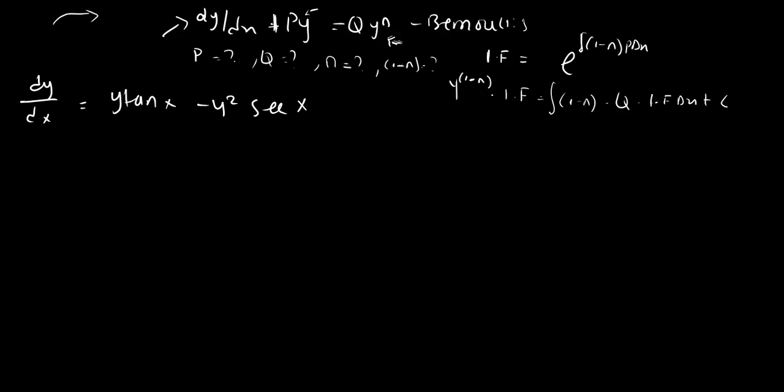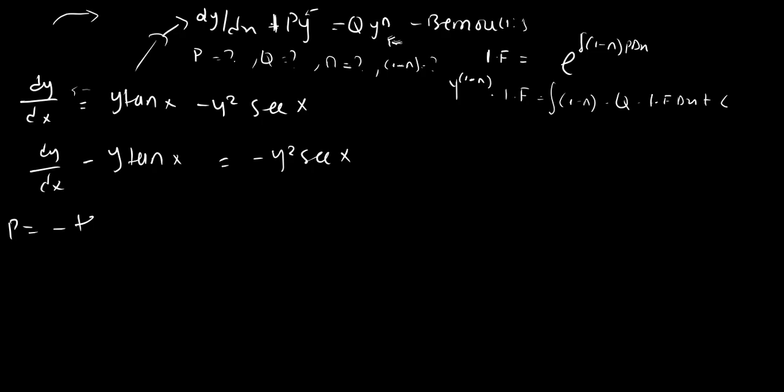So now we're going to bring it to this form. So we're going to have dy dx, we're going to bring this one to this side. So we have minus y tan x is equal to negative y square sec x. Right, so we have this. Now we're going to have our p. Our p is going to be negative tan x. Our q is going to be negative sec x, and then our n is going to be 2, and then 1 minus n is going to be minus 1.